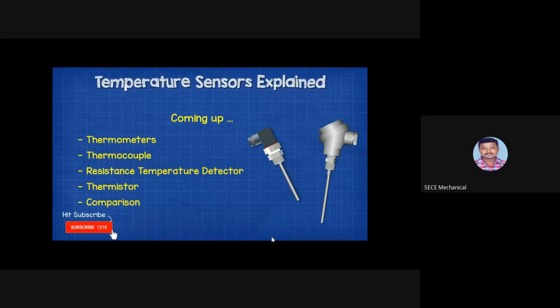In this video, we're going to be looking at contact temperature sensors to understand the different types and the basics of how each one works. We'll look at the main types being the thermocouple, the RTD, and the thermistor.